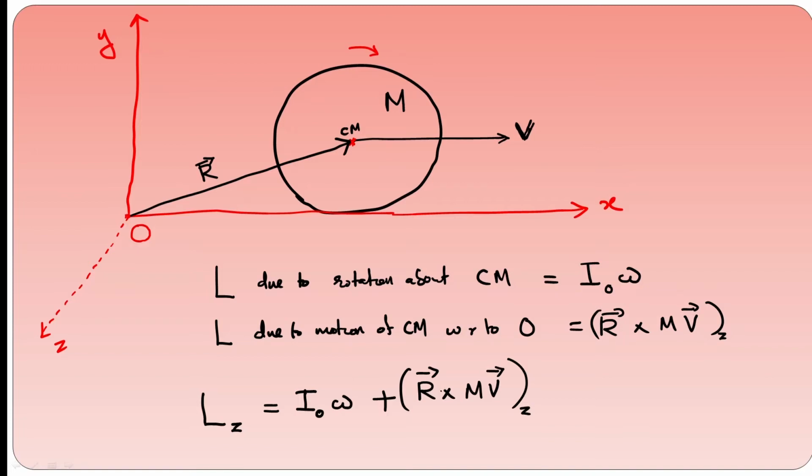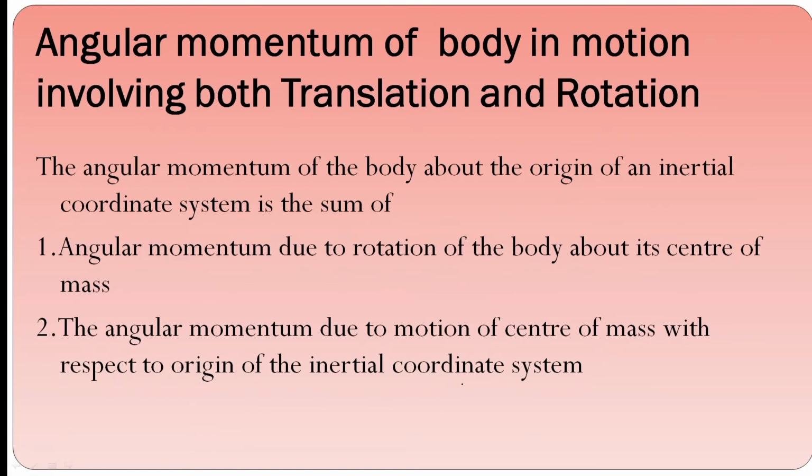This is a mathematical form of the previous statement. You can see what the statement is. The angular momentum of the body about the origin of an inertial coordinate system is the sum of angular momentum due to rotation of the body about its center of mass, which we wrote as I0 omega, and angular momentum due to motion of the center of mass with respect to the origin of the inertial coordinate system.